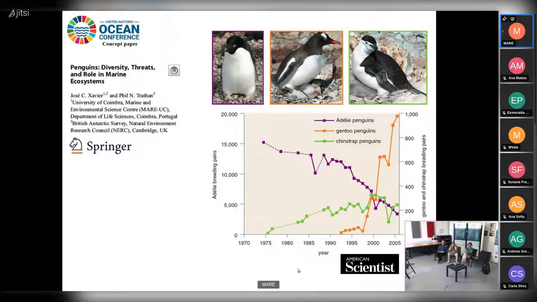When we talk about biodiversity, we also have to be very careful. Are we talking about species level? Are we talking about populations? This is an example of the baby penguins in the Caribbean, where it seems they were really bad through time. But actually, if you work on the baby penguins in the Ross Sea, on the other side of Antarctica, the populations are quite stable.